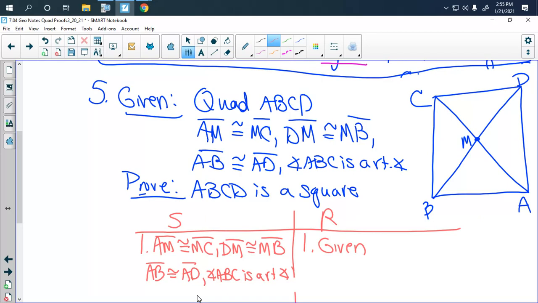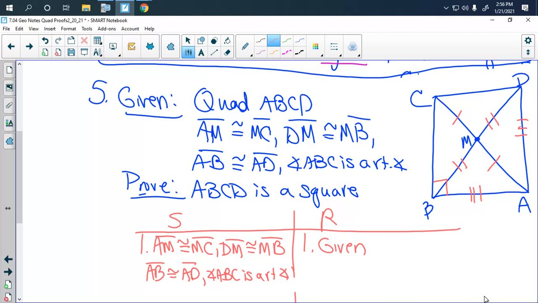All right, so we're given quad ABCD, which doesn't really help us. We're given segment AM congruent to segment MC, DM congruent to segment MB, segment AB congruent to segment AD, and angle ABC is a right angle. We want to prove that ABCD is a square. So based off of what we just talked about, we need to get it to be a rectangle or a rhombus first. And in this proof, you could do either way that you wanted.